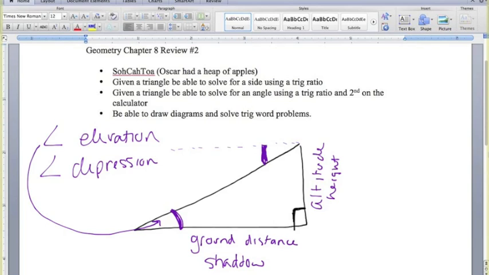Once you have your stuff labeled, depending on which information you were given and wanted to find, then it turns exactly into our first two types of problems. So it just has that extra step of drawing and labeling your picture.